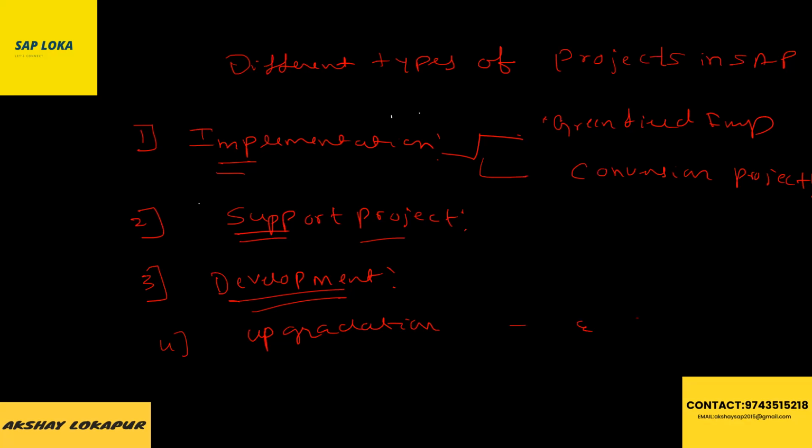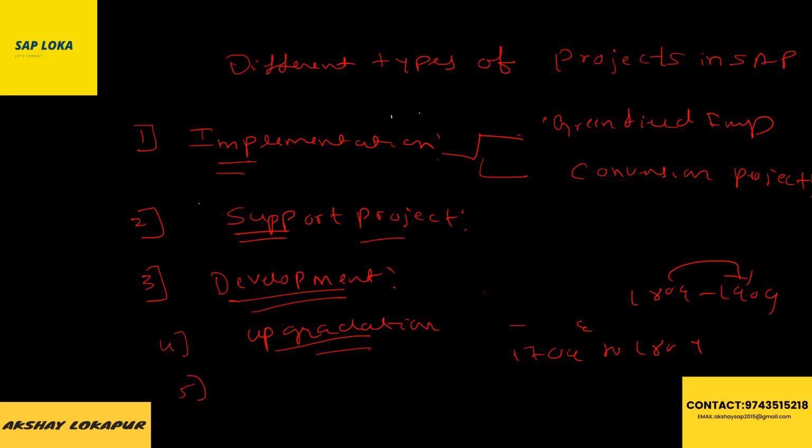As I told, from ECC 6 to 7, 7 to 8, like that, S4 HANA 1709 to 1809, your 1809 to 1909. We are changing the versions. That is a small project. This is all the upgradation project.